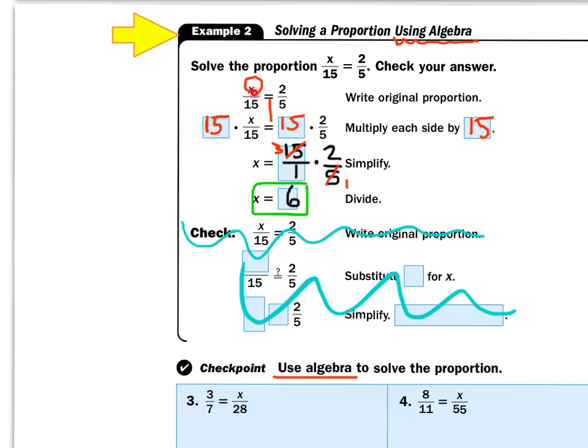Well, the only way to destroy dividing by 15 is to multiply by 15 on both sides. And so this 15 cancels out the 15 under the x. And so we just get x, and over here I'd write it as 15 over 1 times 2 over 5, and then I'd cross cancel. The 5 and the 15 have a greatest common factor of 5. 5 divided by 5 gives us 1. 15 divided by 5 gives us 3. So 3 times 2 would give us 6, so x equals 6. Now you don't have to check your work as long as you show your work when you're solving it.